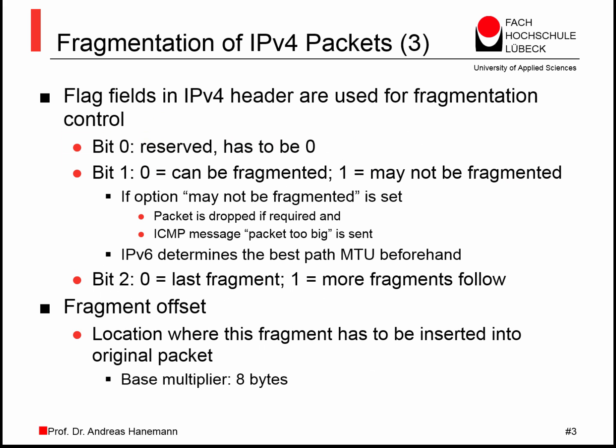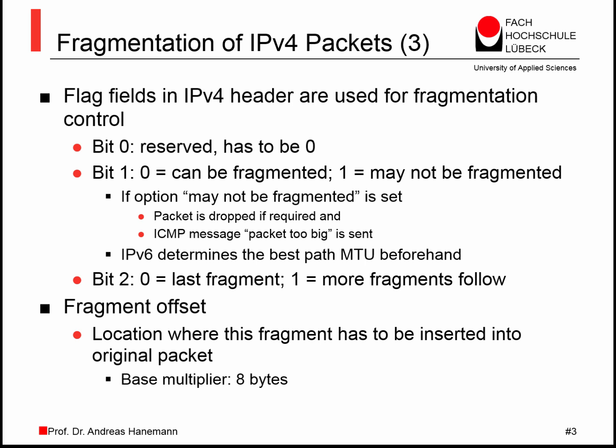Now we take a look at fields in the IPv4 header and how they are used for fragmentation management. The flag field is composed of 3 bits. Bit 0 is not relevant. It always contains the value 0. The next bit indicates whether fragmentation is allowed. If the bit is 0, then fragmentation can be done as described. If the value is 1, then fragmentation is not allowed. The impact is that if fragmentation was necessary, it would not happen.